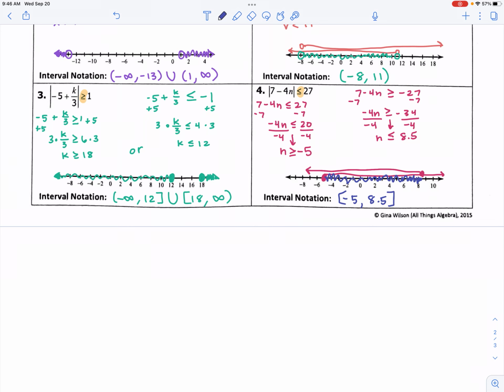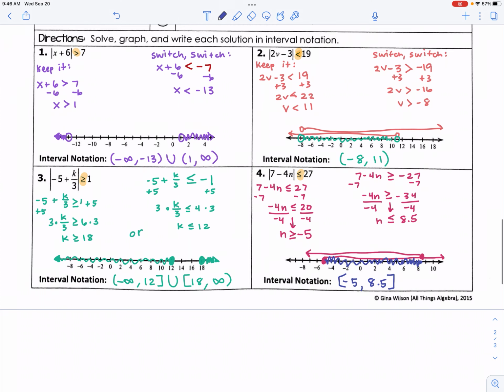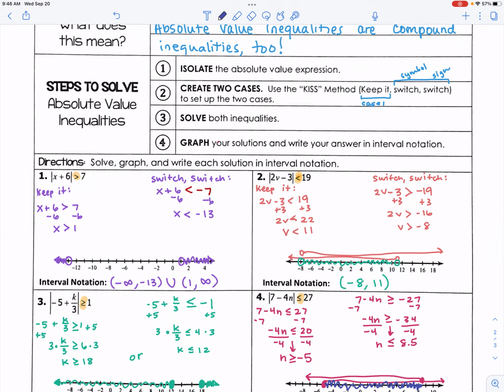We'll be doing more practice in class, somewhere we might have to do a little bit of work before we create our two cases so we can work on isolating the absolute value expression.